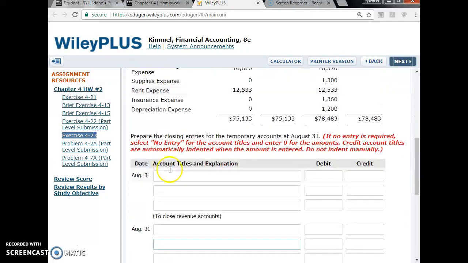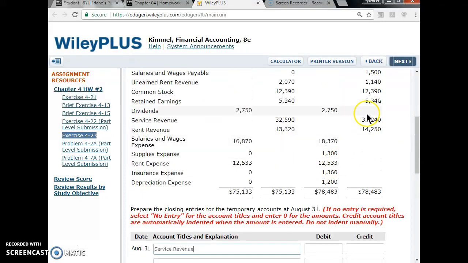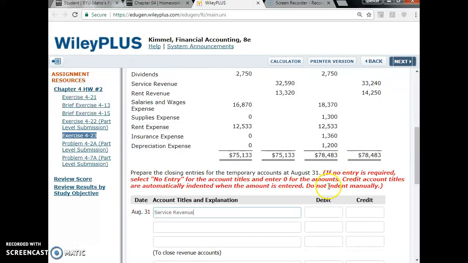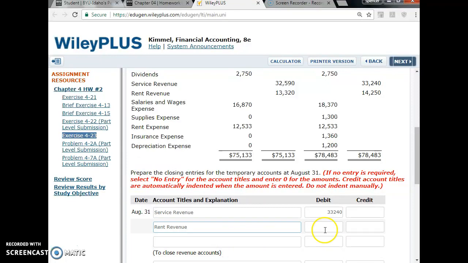The first one we have is service revenue. We're going to debit them to zero them out. So we have 33,240. We're going to debit that. And then the other revenue we have is rent revenue. Okay, and then we will debit that for 14,250.